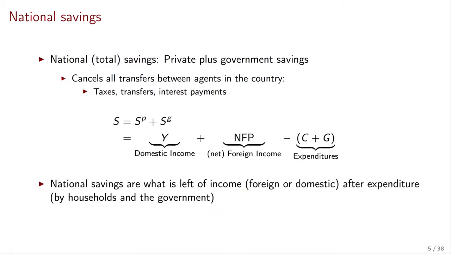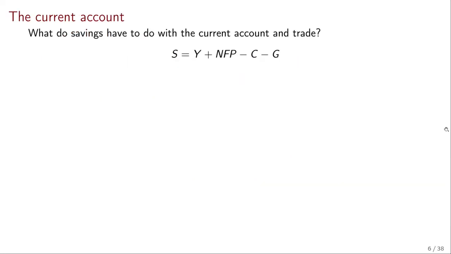So once we get all that canceling done, we're going to get that total national savings are going to be the disposable income, the domestic income, sorry, the net foreign payments, so income coming from within the country, income coming from abroad, net of all expenditures, both private consumption and government expenditures. Okay? Now, what does this have to do with the current account?